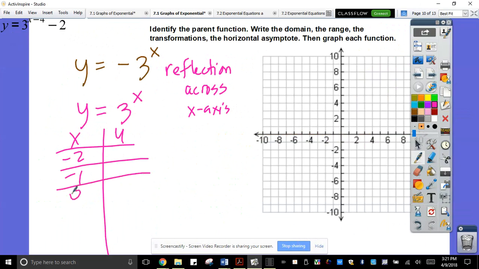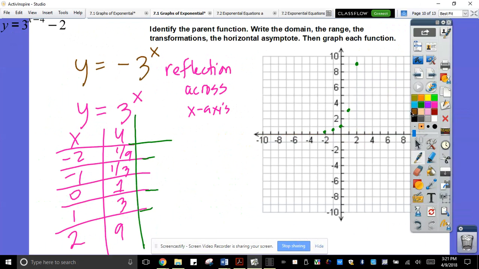Negative 2, negative 1, 0, 1, 2. And you should know by now that this will be 1/9, 1/3, 1, 3, and 9 there. If we graph it, we're going to have 1/9 here, 1/3, 1, 3, and 9 there. So what's the implication if this is negative? What happened there, the y value flipped all the signs here. So the y now for this problem will be negative 1/9, negative 1/3, negative 1, negative 3, or negative 9.